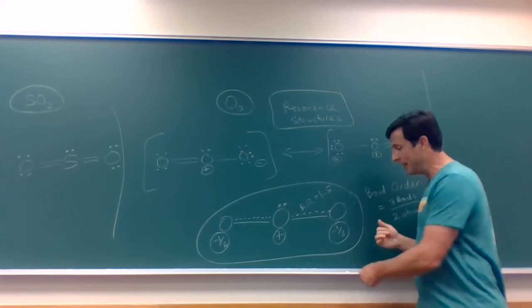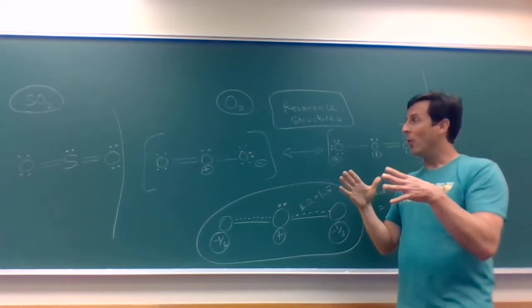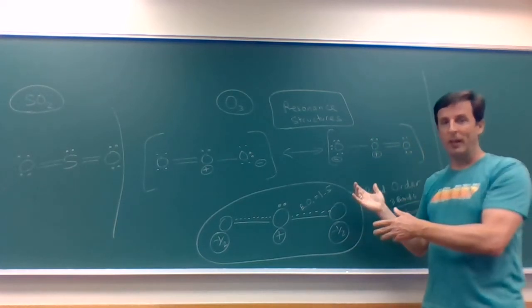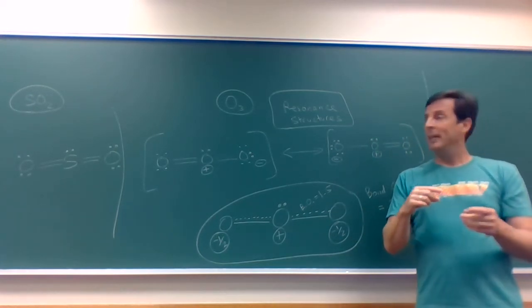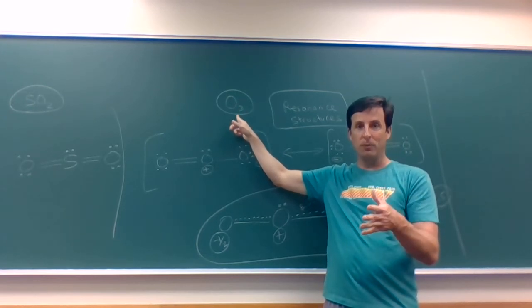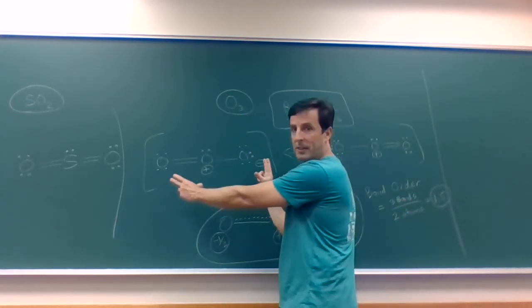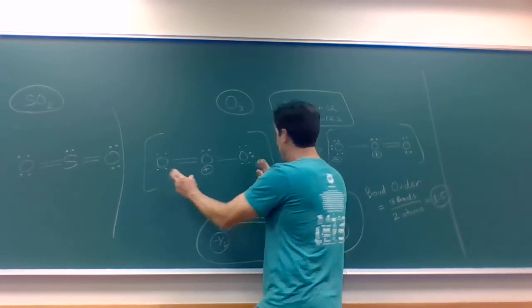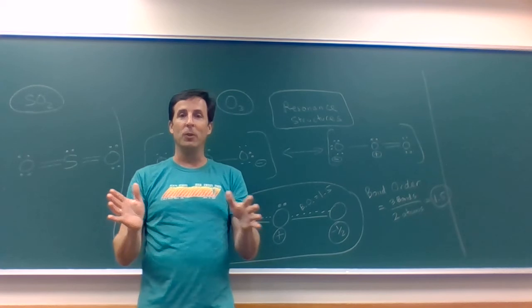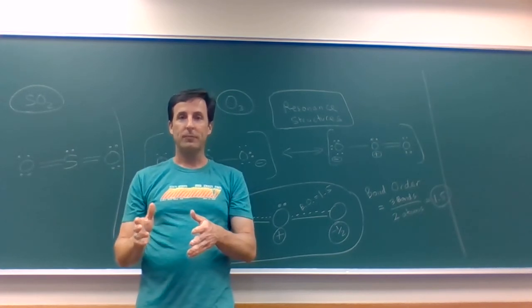Okay? Now, finally, if I ask questions on a test, how do you know what to draw? Okay? Well, let's boil it down. If I say draw the Lewis dot structure of ozone, you could just draw one of these structures. This one or that one, either one would be okay. If I just want to see the Lewis dot structure, just draw one of them.